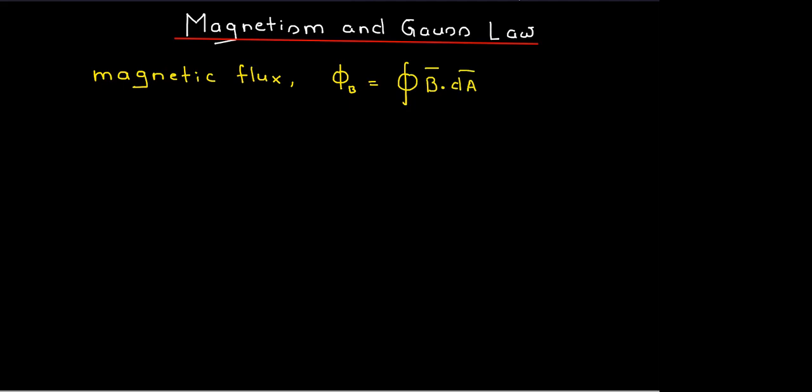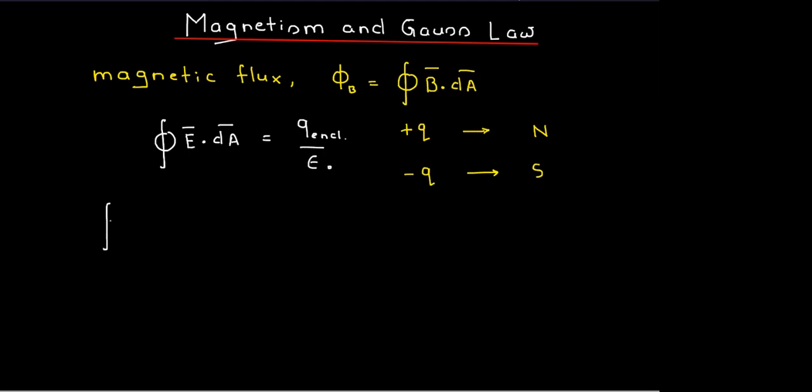Now, Gauss law, I hope you remember: the integral of E dot dA through an enclosure is equal to Q enclosed divided by epsilon naught. At the start, we discussed that the analog of a positive charge is north, the analog of a negative charge is south, and the analog of a dipole is north and south together. So if I create a magnetic enclosure and find the magnetic flux, what should it be equal to? It should be zero. Why? You need to have equal north and south.